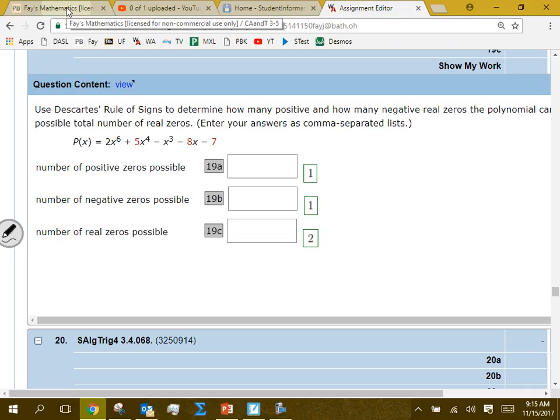Use Descartes' rule of signs to determine how many positive or negative possible zeros you could have. His rule says that in P of X, you're going to look for variations in sign. We can do a couple of these if we need to. This is a +2 and this is a +5, so that's not a variation. This is a +5, but that's -1, so from that term to that one, you have a sign change. Then from -1 to -8, no sign change. -8 to -7, no sign change.